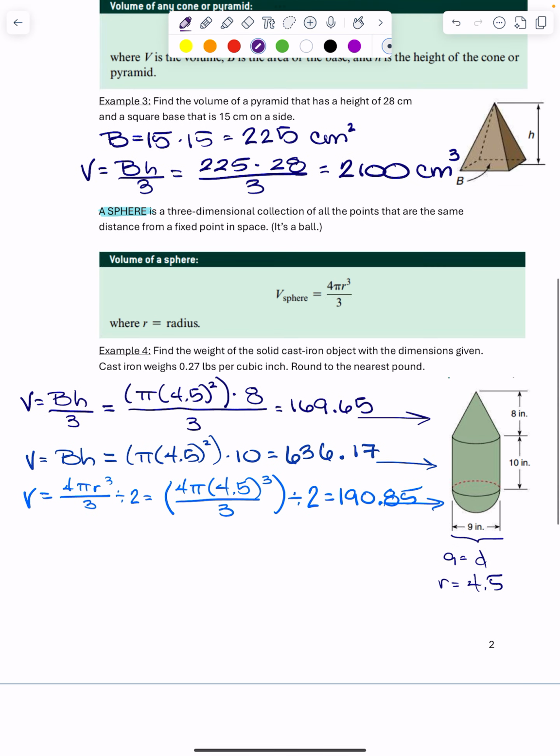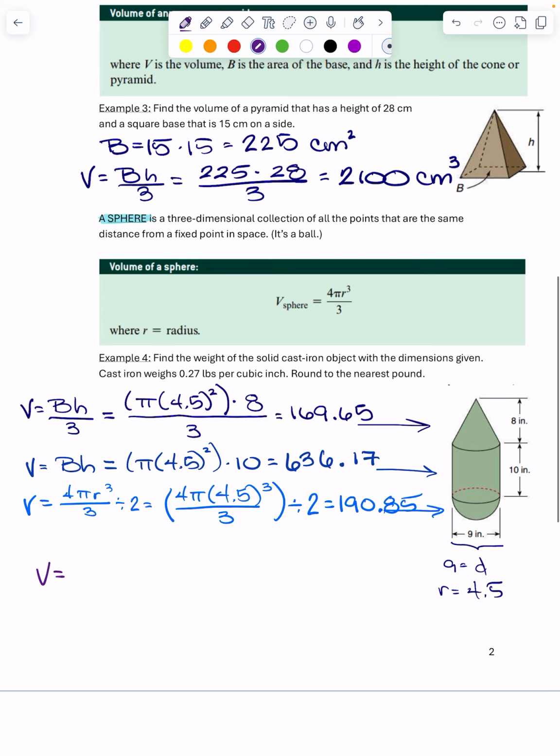Which means the total volume, if I add all of that together, I should probably write that. Is going to be my 190.85 plus 636.17 plus 169.65. I get 996.67.